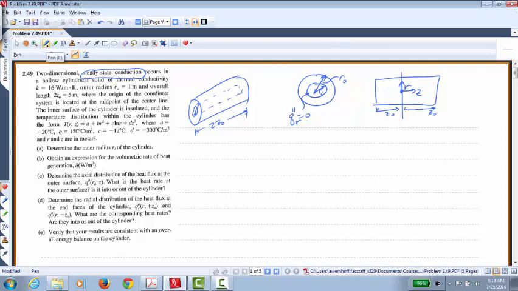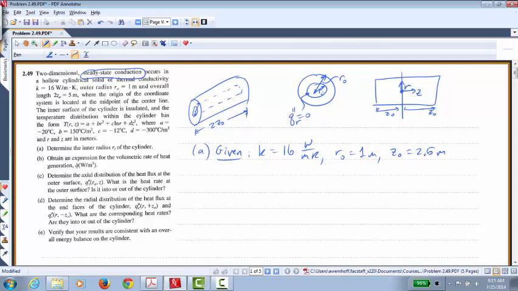And it gives an equation here, and they give the coefficients. So there's a number of things that need to be found here. First thing you want to do is determine the radius Ri of the cylinder. That's that inner radius of the cylinder. So for A, you're given a bunch of stuff here. You're given that K is equal to 16 watts per meter Kelvin. You're given R sub O is 1 meter. You're given Z sub O is 2.5 meters, or 2 times Z sub O is equal to 5 meters.